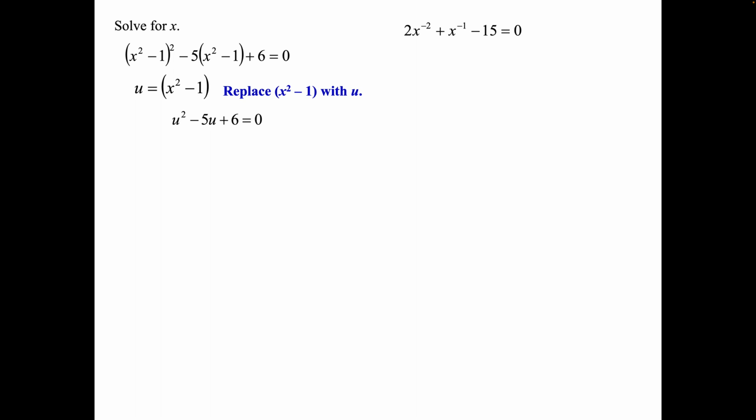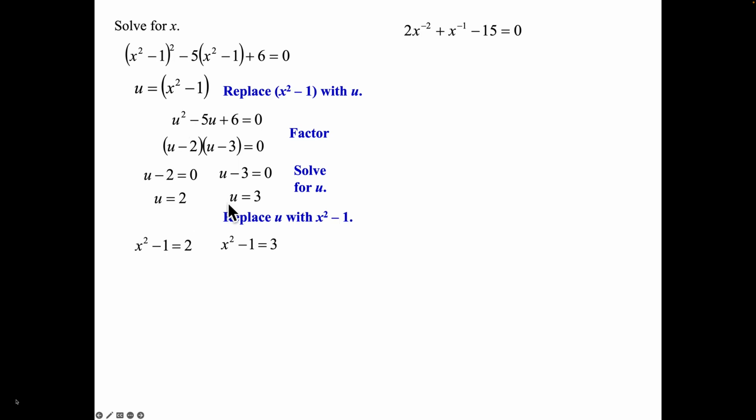Factor and solve. Two numbers that multiply to be 6 and add up to be a negative 5. How about minus 2, minus 3? Solve for u. Set them equal to 0. u equals 2, u equals 3. Now, here's the nice thing: you can solve these simultaneously. Bring the x squared minus 1, put them back in for the u's. Both cases, add over 1, add over 1.